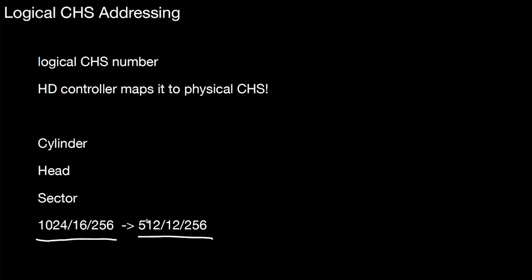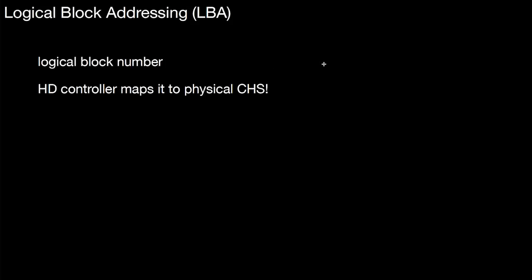And there was even less control, even more abstraction, with a third addressing scheme that's now widely used. That's logical block addressing, or LBA. What that means is, if you address any sector on the hard disk, this sector is only addressed with a logical block number. That is a number from 0 to n. And the controller, the hard disk controller, that's a small computer that sits on the hard disk, maps that to the physical cylinder, head, sector addresses. And how that is mapped is beyond your control, so you don't know how that is mapped. That's kind of a problem for performance optimizations.